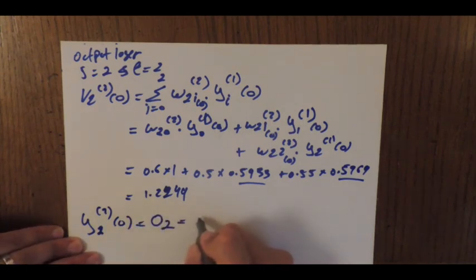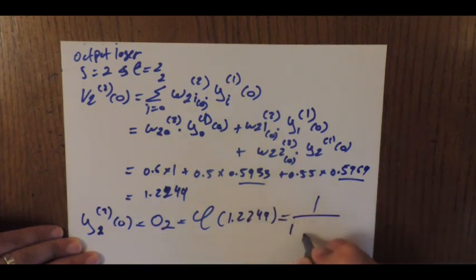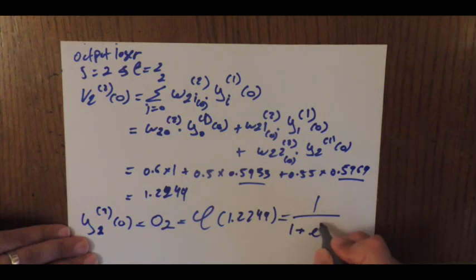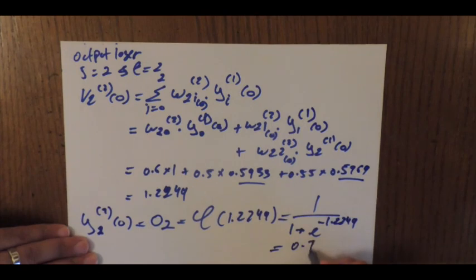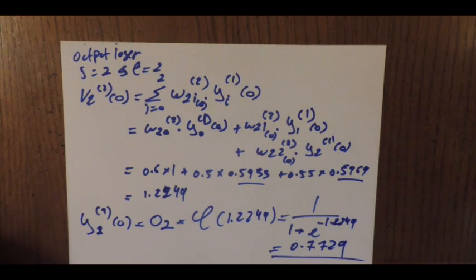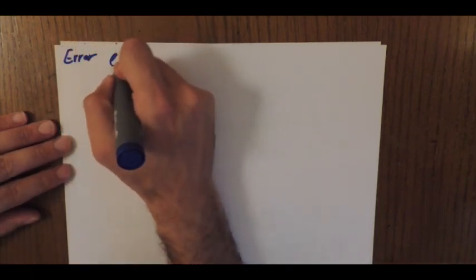is going to have the activation function of 1.2249, which is equal to 1 over 1 plus e to the minus 1.2249, which will be equal to 0.7729. So this is the second output. Now to calculate the error, we need to subtract between the calculated y and the desired output.